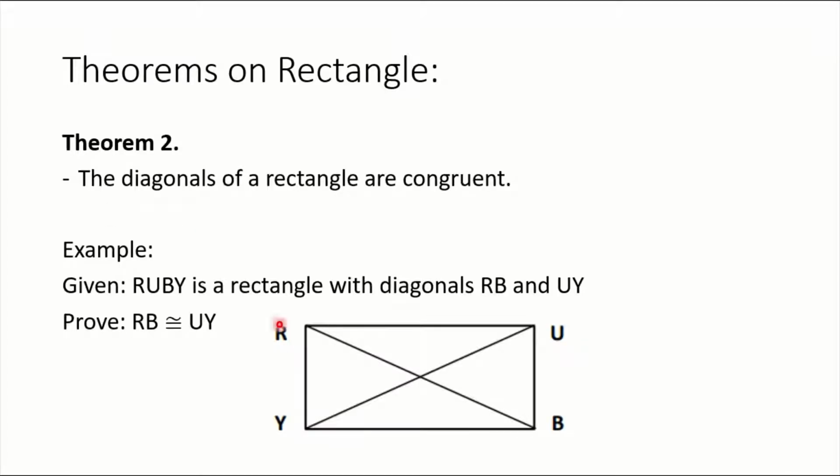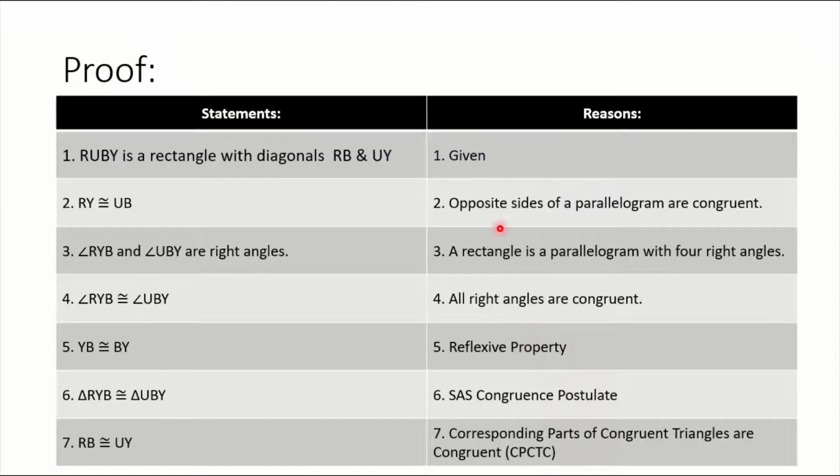Number 2, RY is congruent to UB. Saan yung RY? Ito yun. RY is congruent to UB. So the reason is opposite sides of a parallelogram are congruent. As we have mentioned nung discussion natin kahapon, opposite sides of a parallelogram are congruent. So, yung katapat niya, same sila ng sukat. So, angle RYB and angle UBY are right angles. So, a rectangle is a parallelogram with 4 right angles.